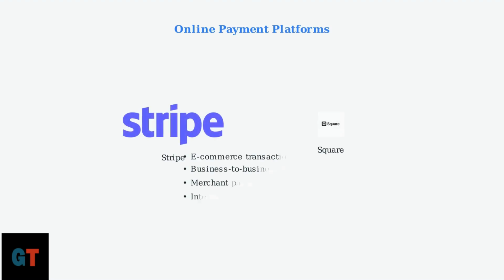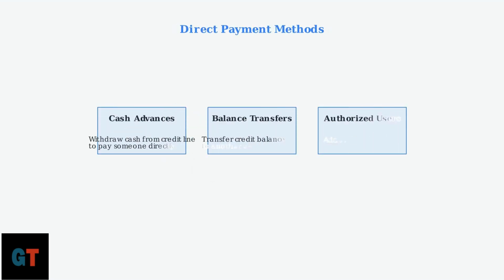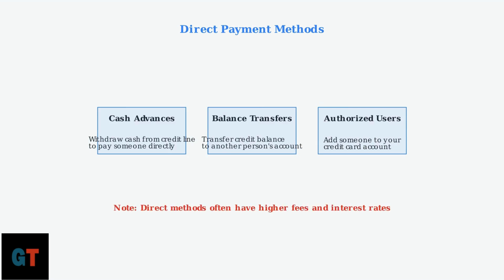Online payment platforms like Stripe and Square are designed for business transactions and e-commerce. They handle merchant payments, business-to-business transfers, and integrate with online stores and websites. Direct payment methods include cash advances, balance transfers, and adding authorized users. Cash advances let you withdraw money from your credit line, balance transfers move credit to another account, and authorized users give someone access to your credit card. These methods typically have higher fees and interest rates.